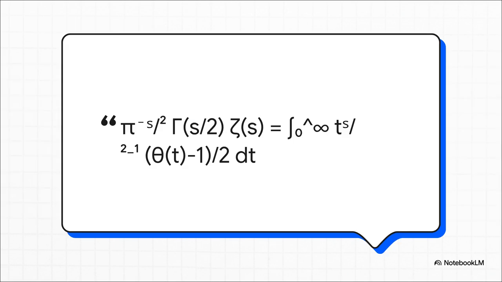So after that little dance, we land right here. We've created this new object, sometimes called the completed zeta function, which bundles zeta and gamma together on the left, and it equals this integral on the right, starring our theta function. This is our new base camp, our new starting point for the real climb.